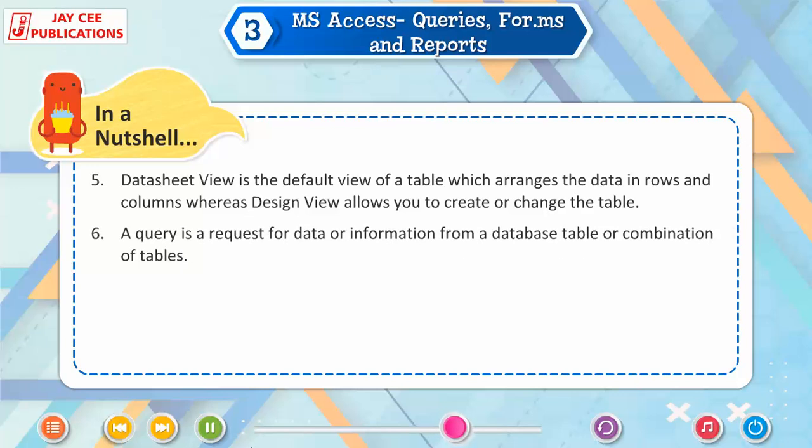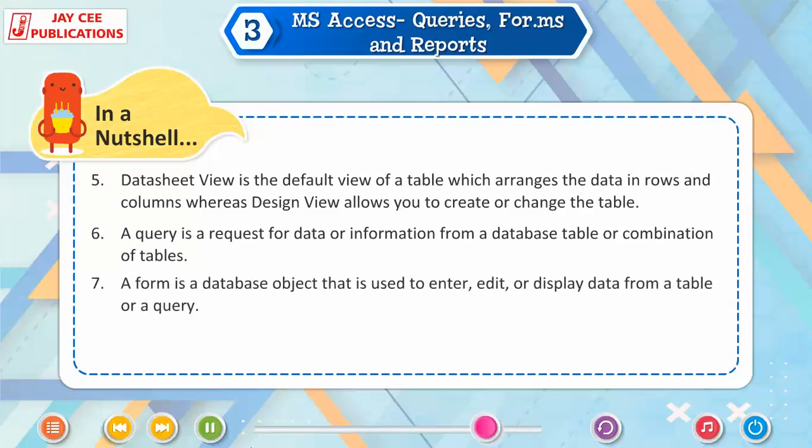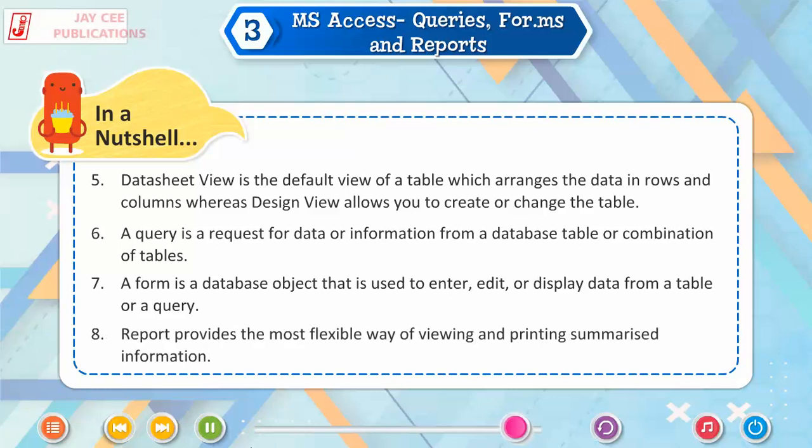6. A query is a request for data or information from a database table or combination of tables. 7. A form is a database object that is used to enter, edit, or display data from a table or a query. 8. Report provides the most flexible way of viewing and printing summarized information.